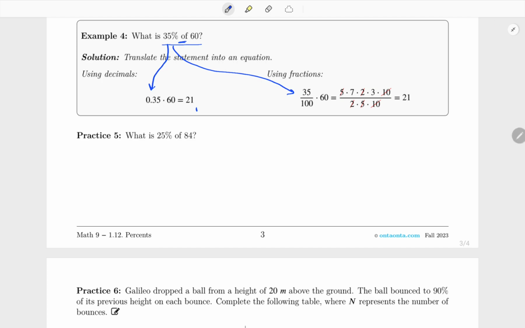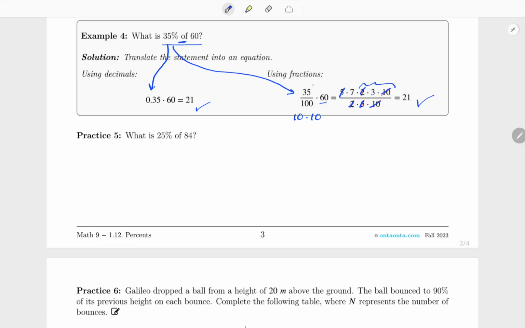We can either use a calculator, or we can split numbers into factors. 35 is 5 times 7. 60 is 6 times 10, or 2 times 3 times 10. 100 we can split into 10 times 10, and further into 2 times 5 to cancel out the 2 and 5, and 10 to cancel out the 10. We end up with 7 times 3 is 21.